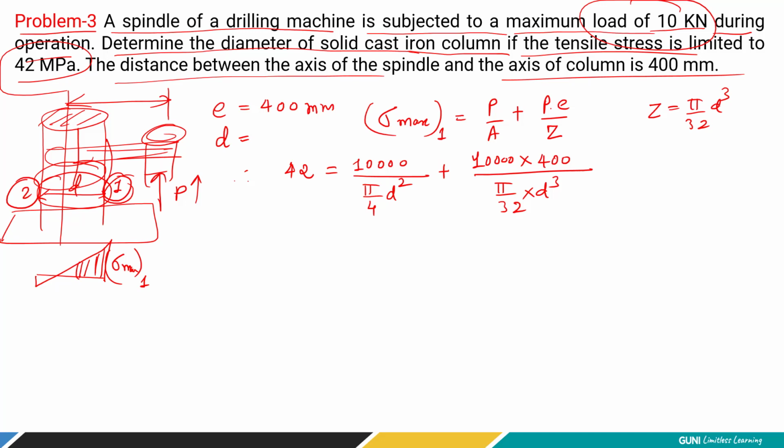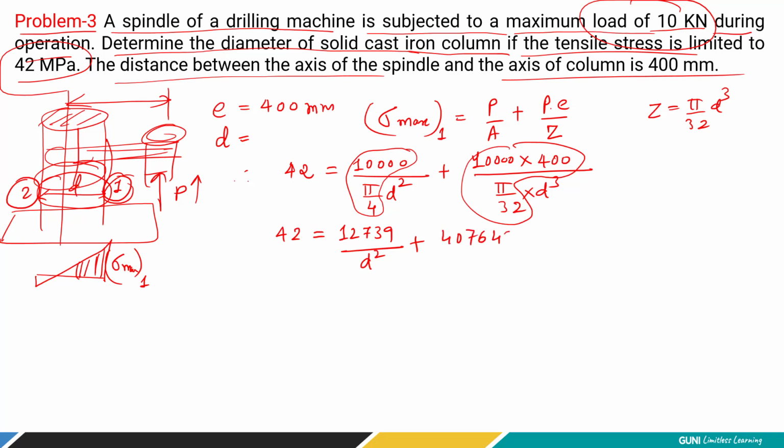Now student, you have to learn the skill of simplifying these equations. Here we are going to divide this 10,000 by pi by 4, as well as 4, or you simply take the 4 upper side. So simplify this term. Also you have to simplify this term. So I'm going to write 42 equals 12739 divided by d square plus 40764 divided by d cube. I have divided this value by pi by 32. Similarly, I have divided 10,000 by pi by 4. So I'm getting this simplification. I have ignored the decimal points, which were of very low value.